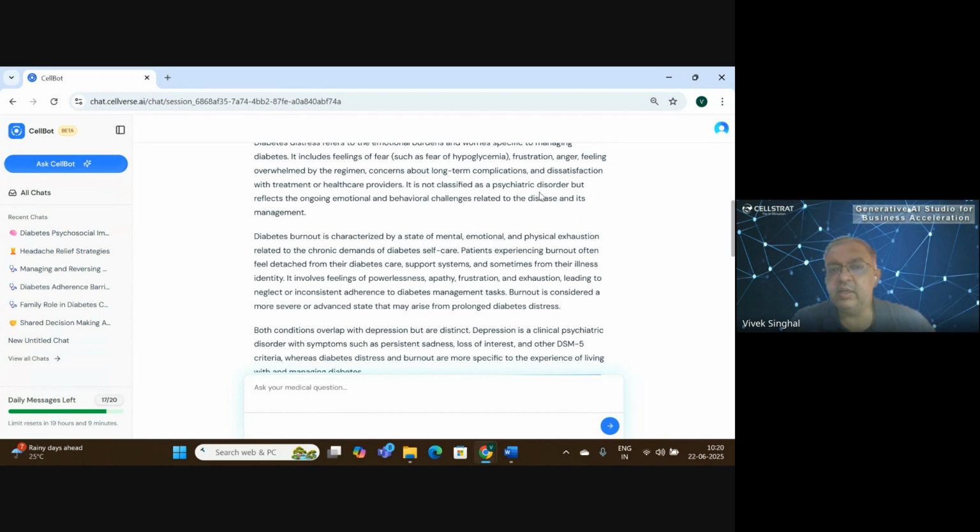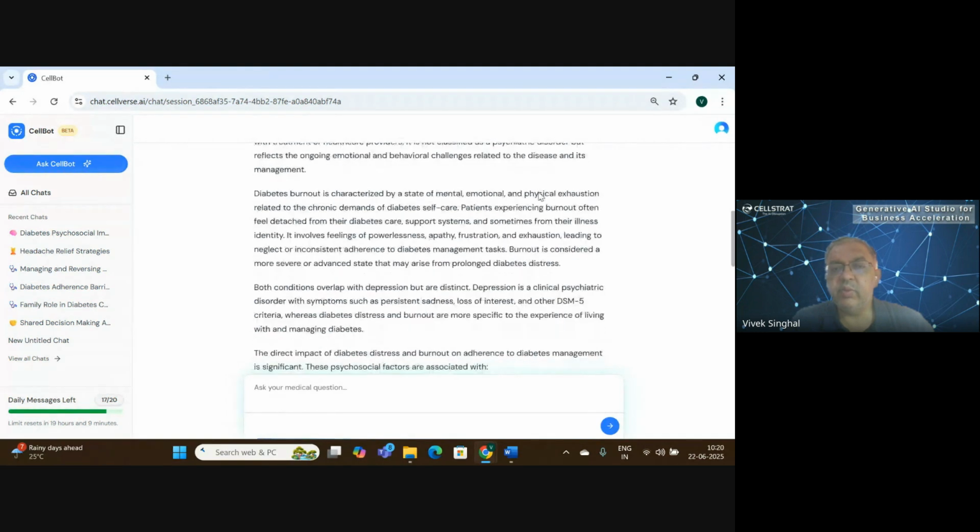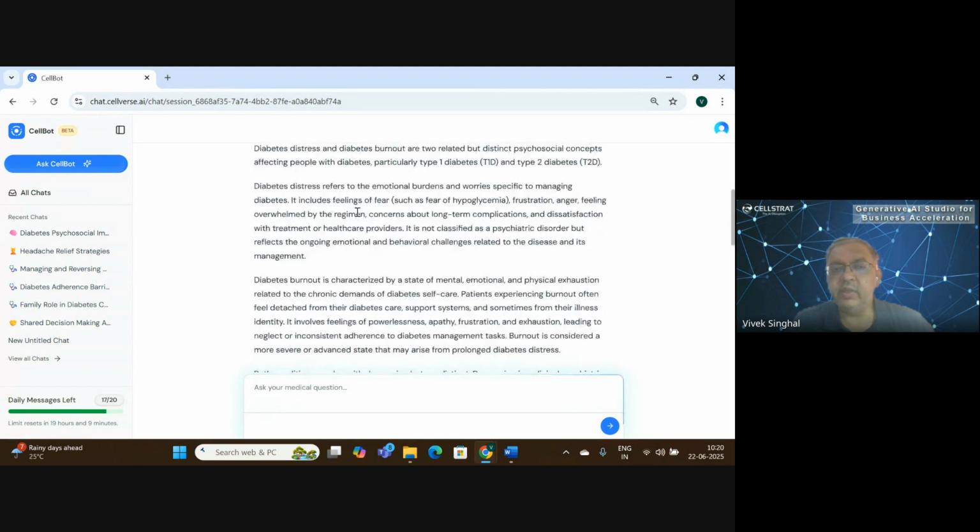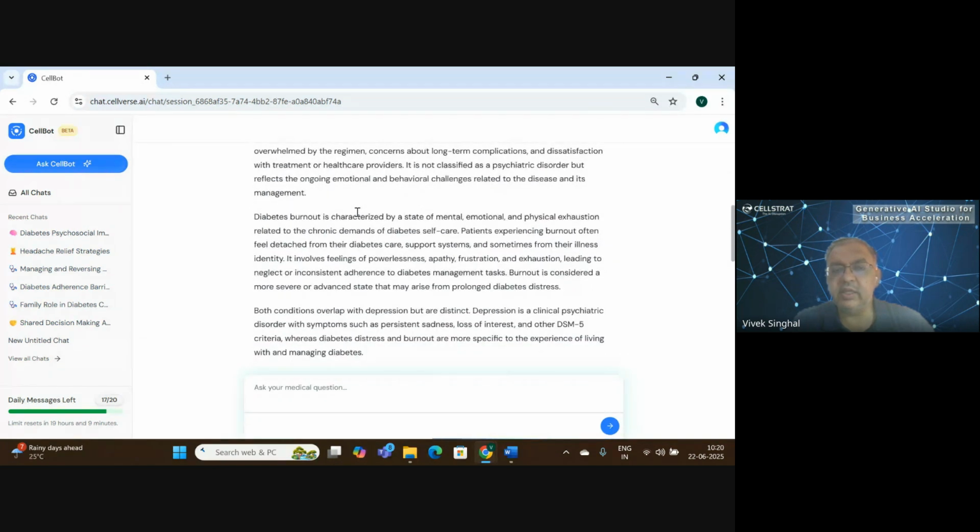It is not a psychiatric disorder, but reflects ongoing emotional stress, right? Burnout is similar to what is described here, but diabetes burnout refers to exhaustion. I'm tired of following this protocol. There is a big overlap between diabetes distress and burnout, but there is a slight technical difference. Burnout is exhaustion, being tired or apathetic, and they just lose it, and they no longer want to follow the management protocol, risking diabetes escalation.